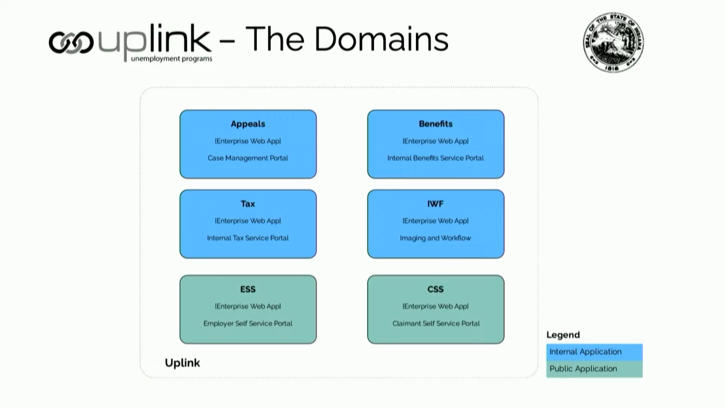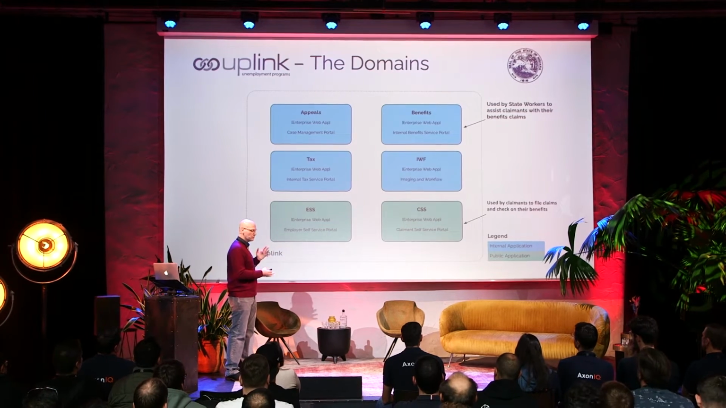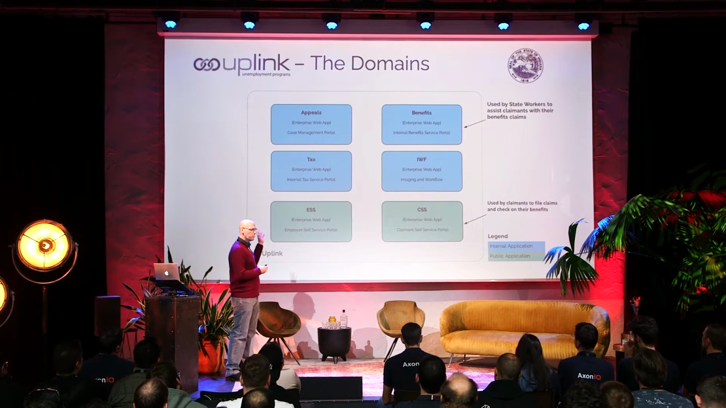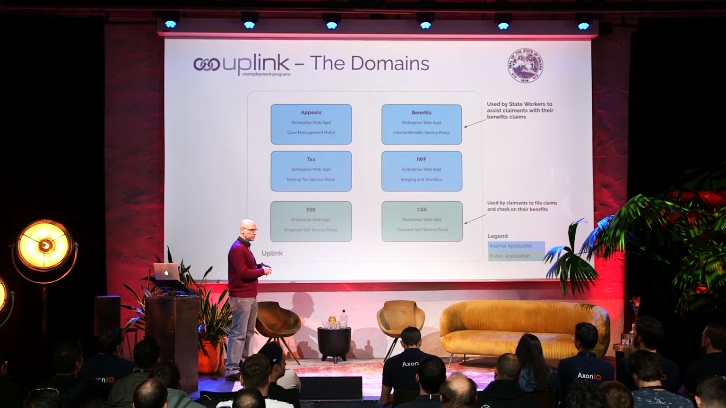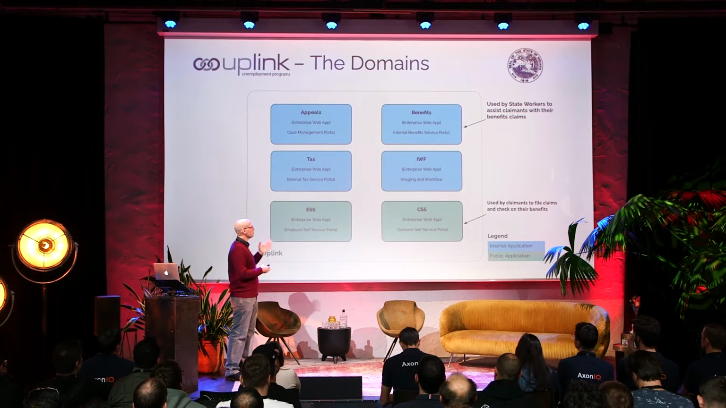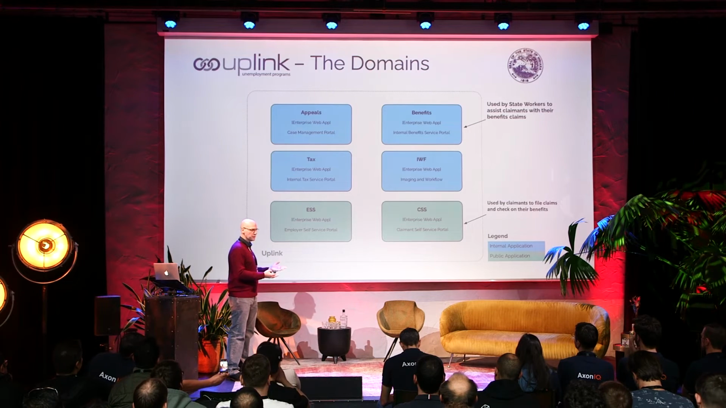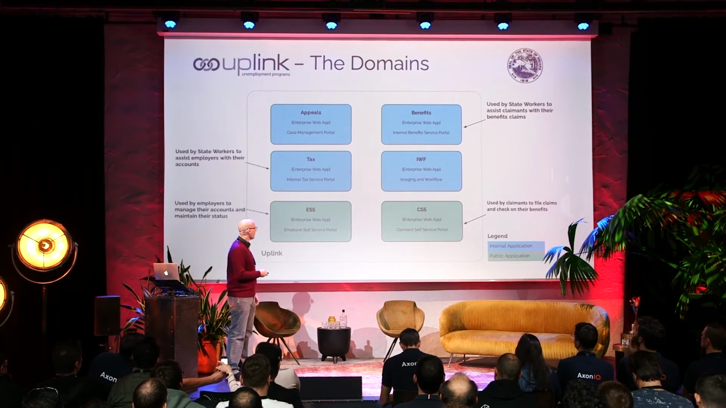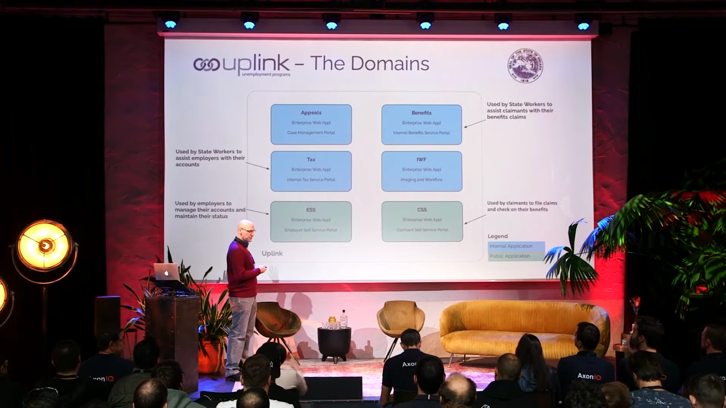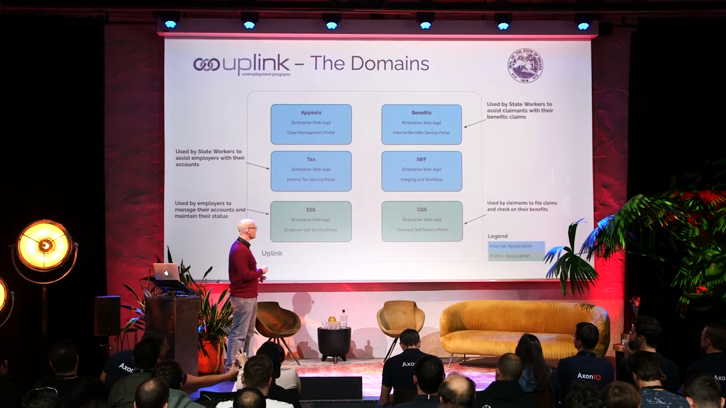So to go through my talk, I want to kind of talk about why it's such a problem. So Uplink is divided into like 6 business domains. Each domain is a separately deployable web application. And the green ones are public facing. You have client CSS, the claimant self-service, and the blue boxes are all internal for state workers to use. And so like the benefits blue box is there to help claimants. This is where the customer service reps work. We have the same thing for employers. You have a tax system for internal state workers and an employer self-service.